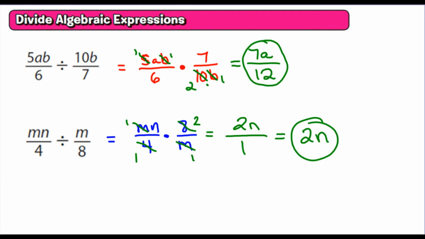So dividing fractions, we're actually going to use what we know about multiplication. We're going to multiply by the reciprocal, or the multiplicative inverse, of the second fraction.